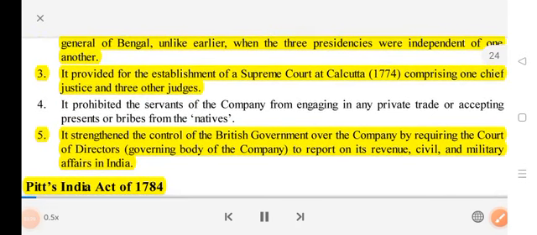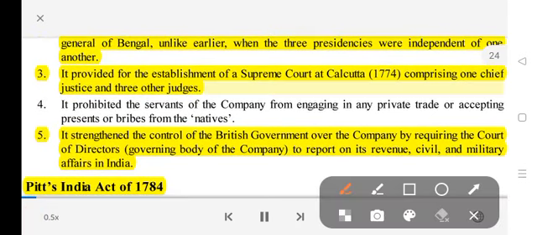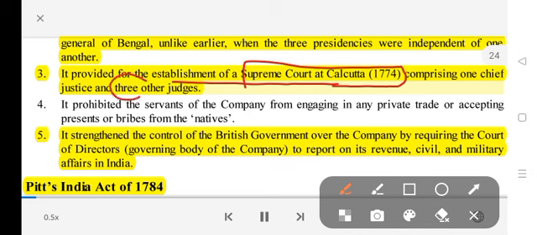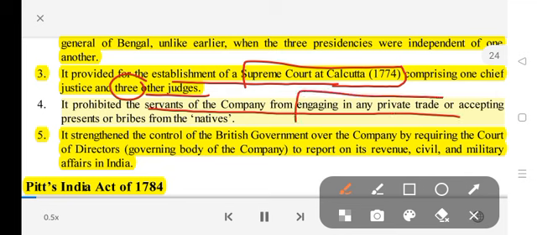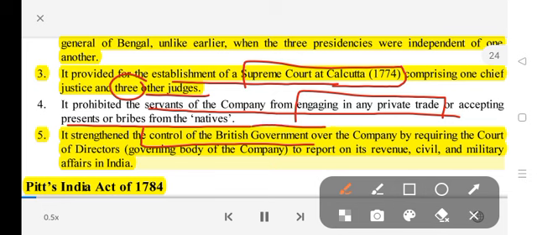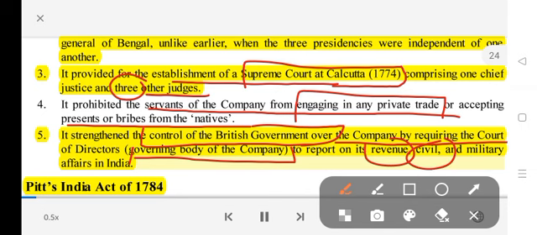C. It provided for the establishment of a Supreme Court at Calcutta, 1774, comprising 1 Chief Justice and 3 other judges. D. It prohibited the servants of the company from engaging in any private trade or accepting presents or bribes from the natives. E. It strengthened the control of the British government over the company by requiring the Court of Directors, the governing body of the company, to report on its revenue, civil, and military affairs in India.